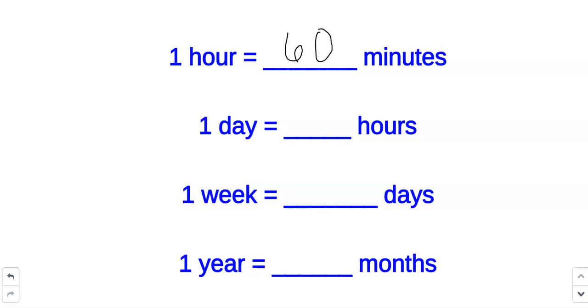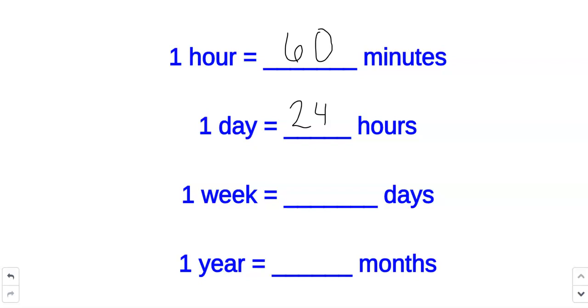How about how many hours are there in one whole day? This we learned in science. Remember, the earth spins or rotates on its axis, and that's 24 hours. Makes one whole day. Then the earth spins around one whole time.